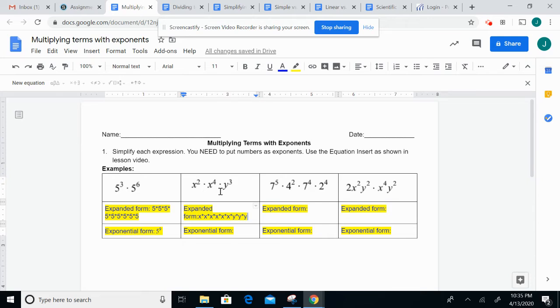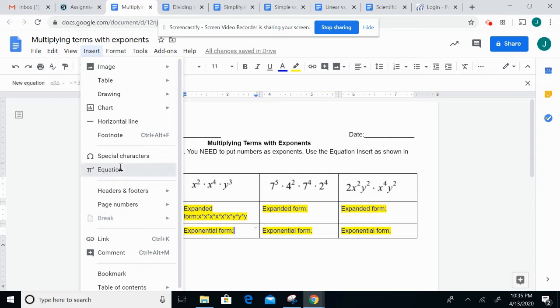So that's the expanded form. We spread it out. And then we're just going to put it back together, but we're going to make it simpler, or as simple as we can. So again, insert equation, because we're going to have some exponents.